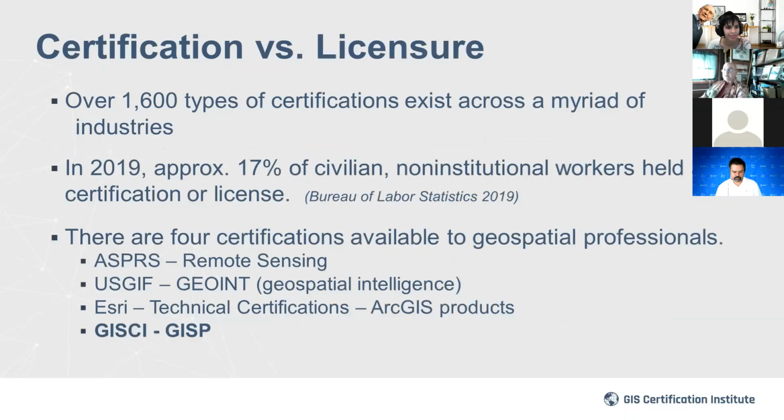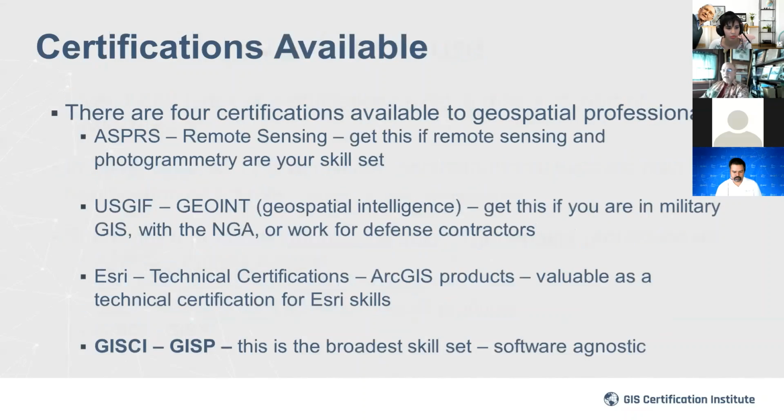You may be surprised that there are over 1,600 types of certifications. 17% of the civilian non-institutional workers hold some kind of certification. So you're going to be in good company if you decide to work with one. You will have 4 options available to you. And generally, if you're a student at the moment or a very young professional, these will not be available to you because there are some prerequisites necessary, some more than others, but they are all available as a choice for you as you pursue your geospatial skill.